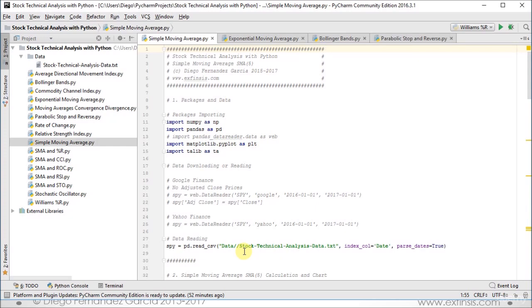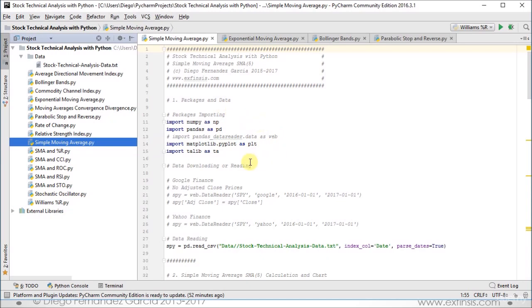So, in this section we'll be working with simple moving average, then exponential moving average, next Bollinger Bands, next parabolic stop and reverse, next we'll be studying average directional movement index, next commodity channel index, then moving average convergence divergence or MACD, next rate of change, next relative strength index, next stochastic oscillator, and we'll close with Williams percentage R. So, going back into simple moving average.